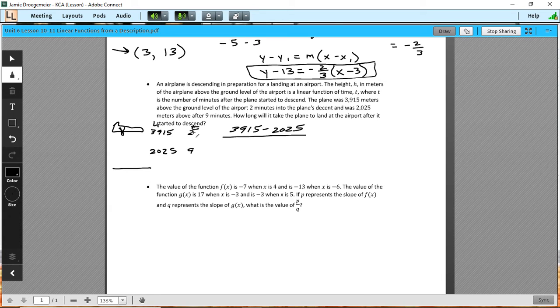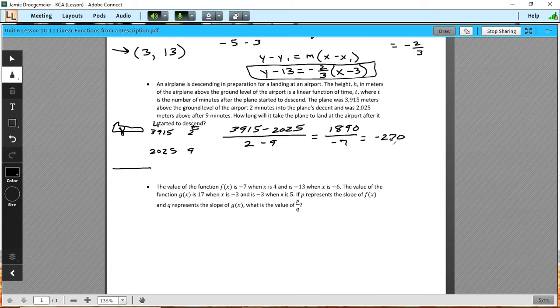That's going to be over the 2 minus 9, the difference between the t values. So 39:15 minus 20:25, that's 1890. And then 2 minus 9 is negative 7. And so if I take 1890 and divide it by negative 7, I get negative 270.